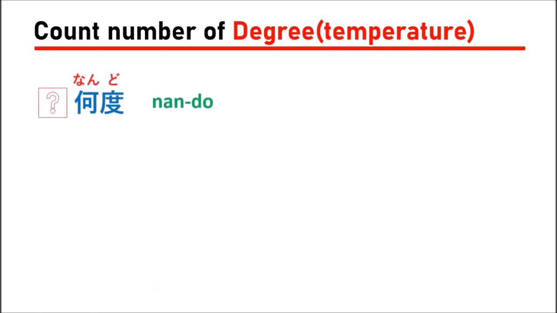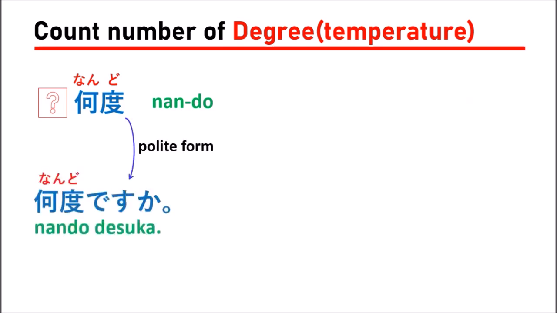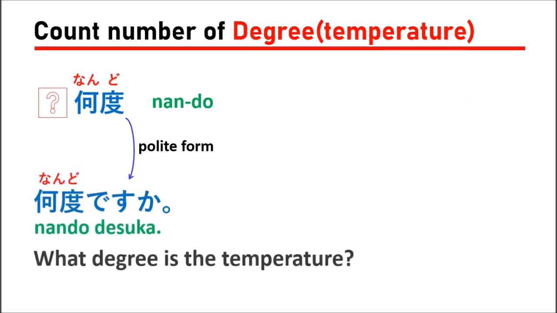And when you want to say the question, you can say "nando", or you can use the polite form "nando desu ka", which means "what degree is the temperature?" If you use it with the temperature. But if you use it with the angle, it may mean "what degree is the angle?" Something like this. So it depends on the meaning of the sentence you are talking about.